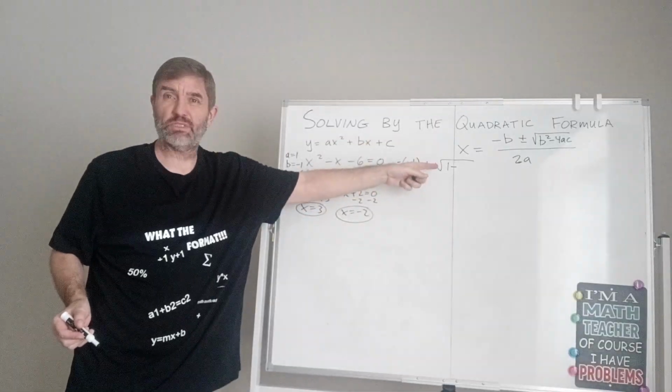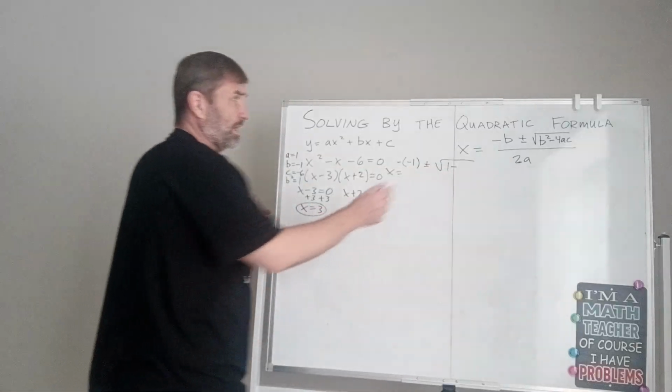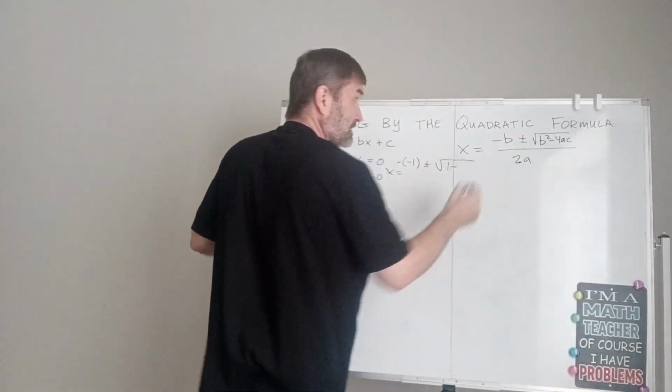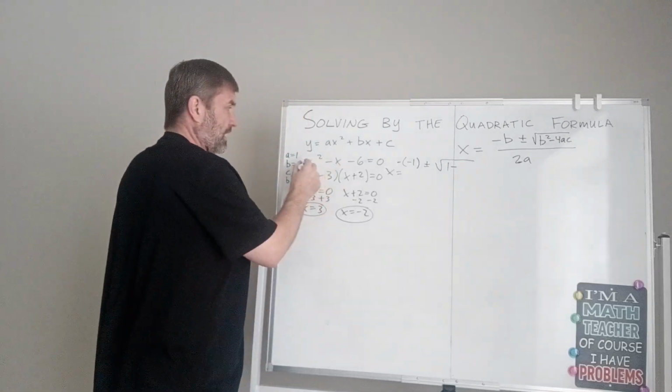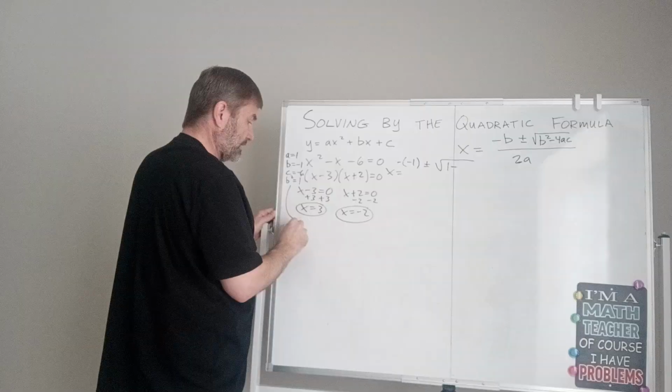Real easy to make a mistake here, especially inside this radical. Okay? So you could write the 4. Now that 4 doesn't change. And then you've got the a and the c. But if you want to come over here, you can write 4ac out.